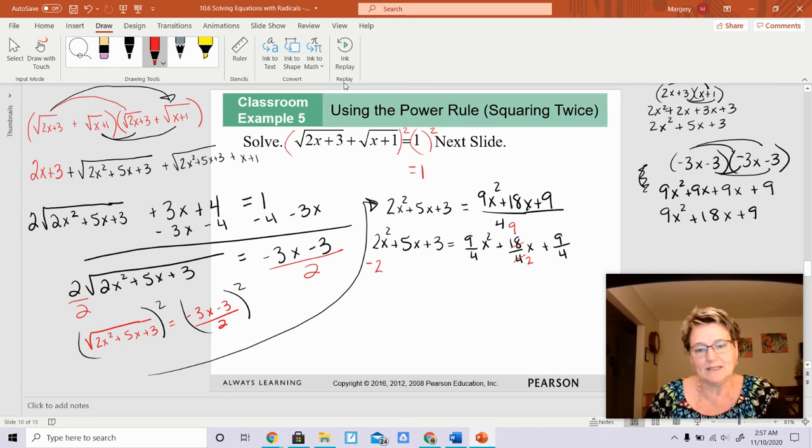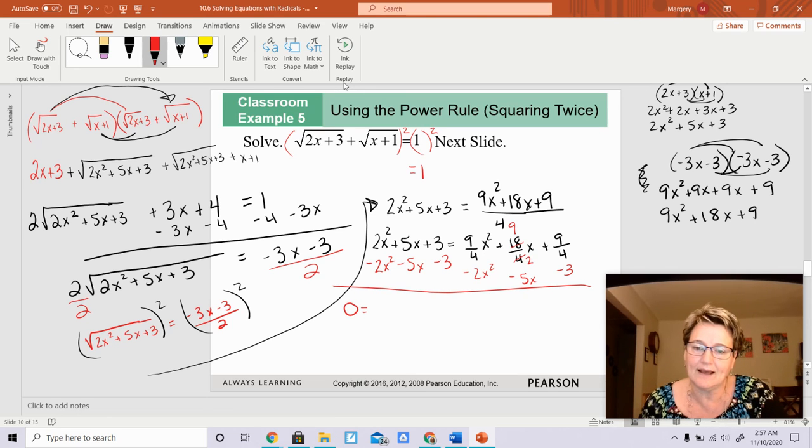So I'm going to minus 2x squared here, minus 2x squared here, minus 5x here, minus 5x here, and minus 3 here, minus 3 here. So you're left with 0 equals, I need to make a 4 here. There cannot be squaring twice, but I guess it is. So this is going to be 4.